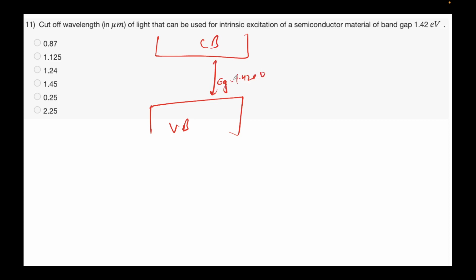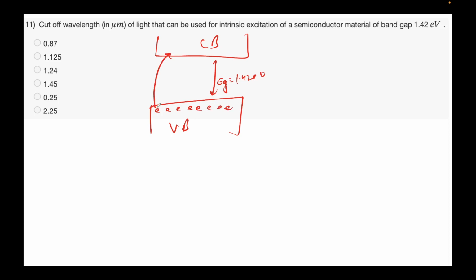Okay, so now we have talked about this cutoff wavelength that can be used for intrinsic excitation of a semiconductor material of a given band gap. So here we are talking about some material. This is the valence band, this is the conduction band. The energy gap is 1.42 eV. I've been telling you there are electrons here, right? But they are bound here, they cannot move. They can only move when they go here.